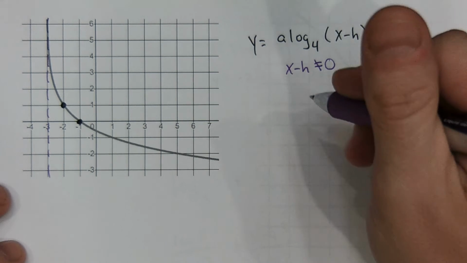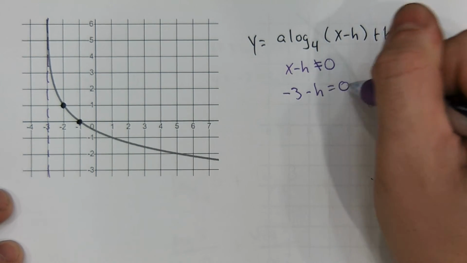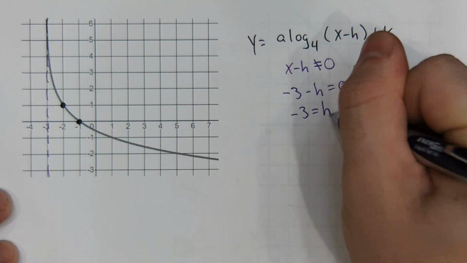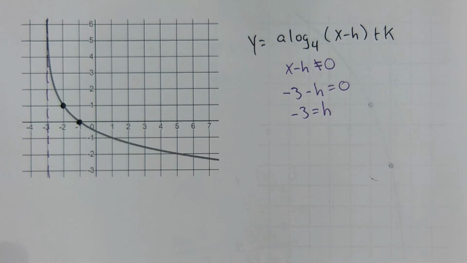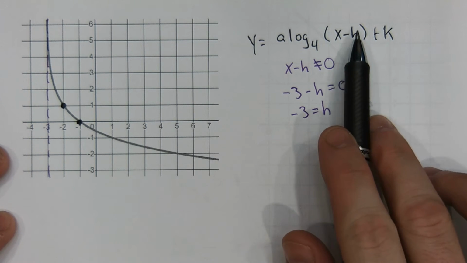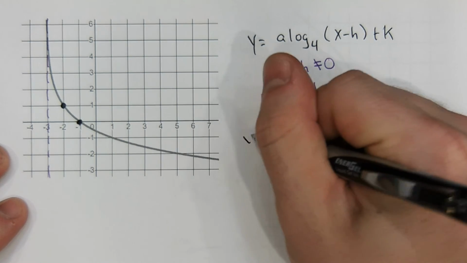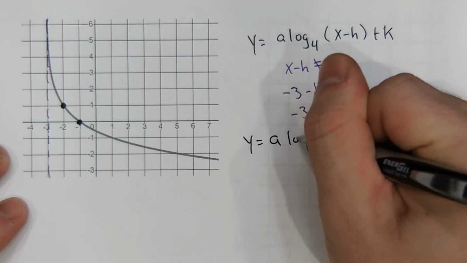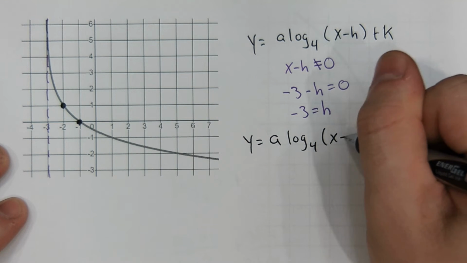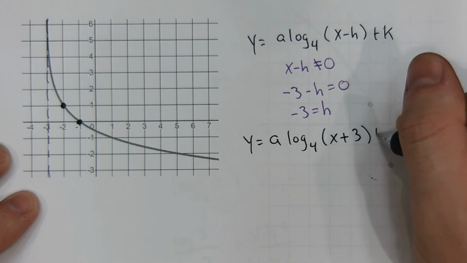So, okay, fine. If x is -3, this argument will equal 0. Add h over here, and we get that negative 3 is what h actually equals. Again, be careful. When you're throwing that negative 3 in here, you have a minus sign already, so it's minus negative, which is going to be plus. So we have y equals a log base 4 of x minus negative 3, plus k.